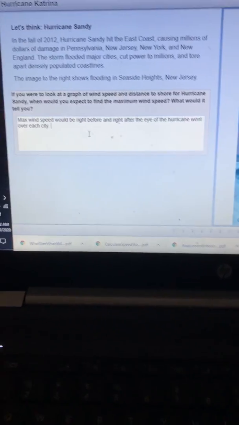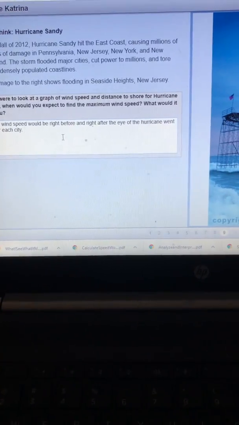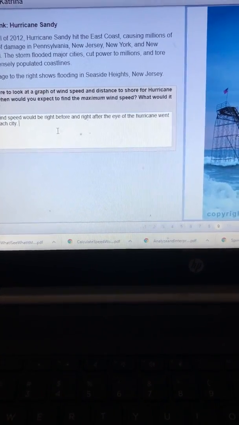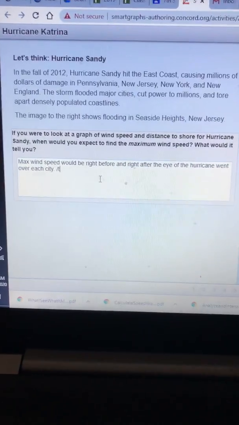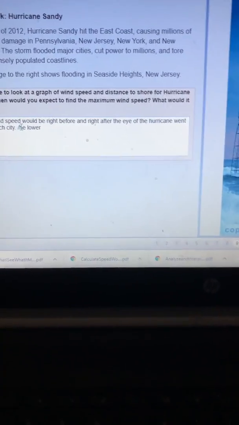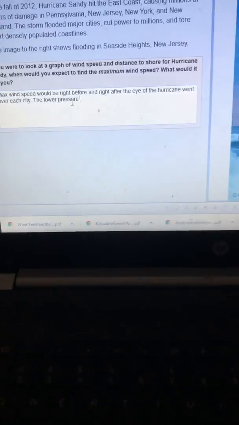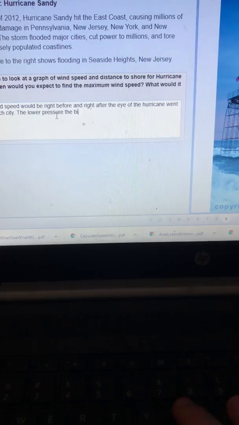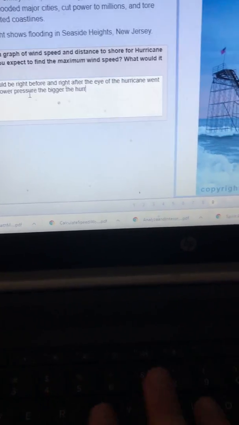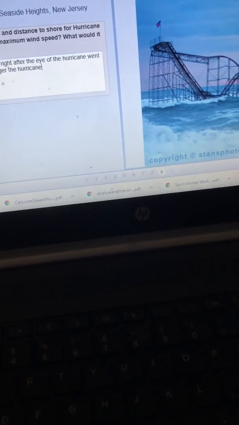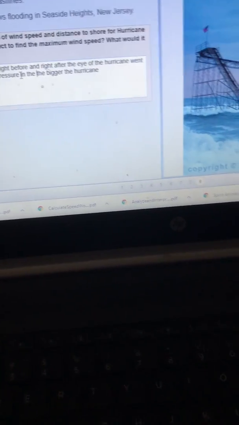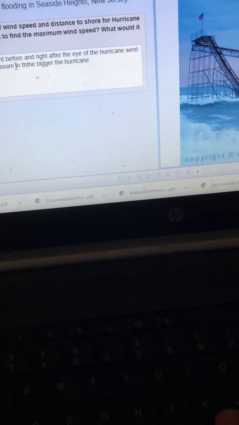Okay, and what would it tell you? What does it tell you? Remember, what does the eye tell us? The lowest pressure. Remember, the lower the pressure, what do we know? The bigger the hurricane, and especially the lower the pressure at the eye.